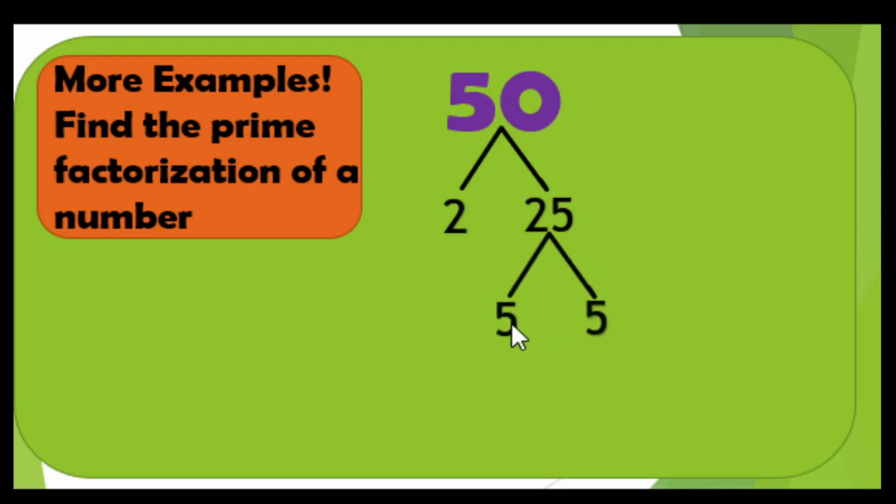So, we will use 5. 5 times 5 is equal to 25. Since 5 is already a prime number, we don't need to factorize. So, this will end the factorization. 2, 5, 5 are the prime numbers. They are the factors of 50. Meaning to say, 2 times 5 times 5 is equal to 50. So, this is how you are going to find the prime factorization of a number using a factor tree.